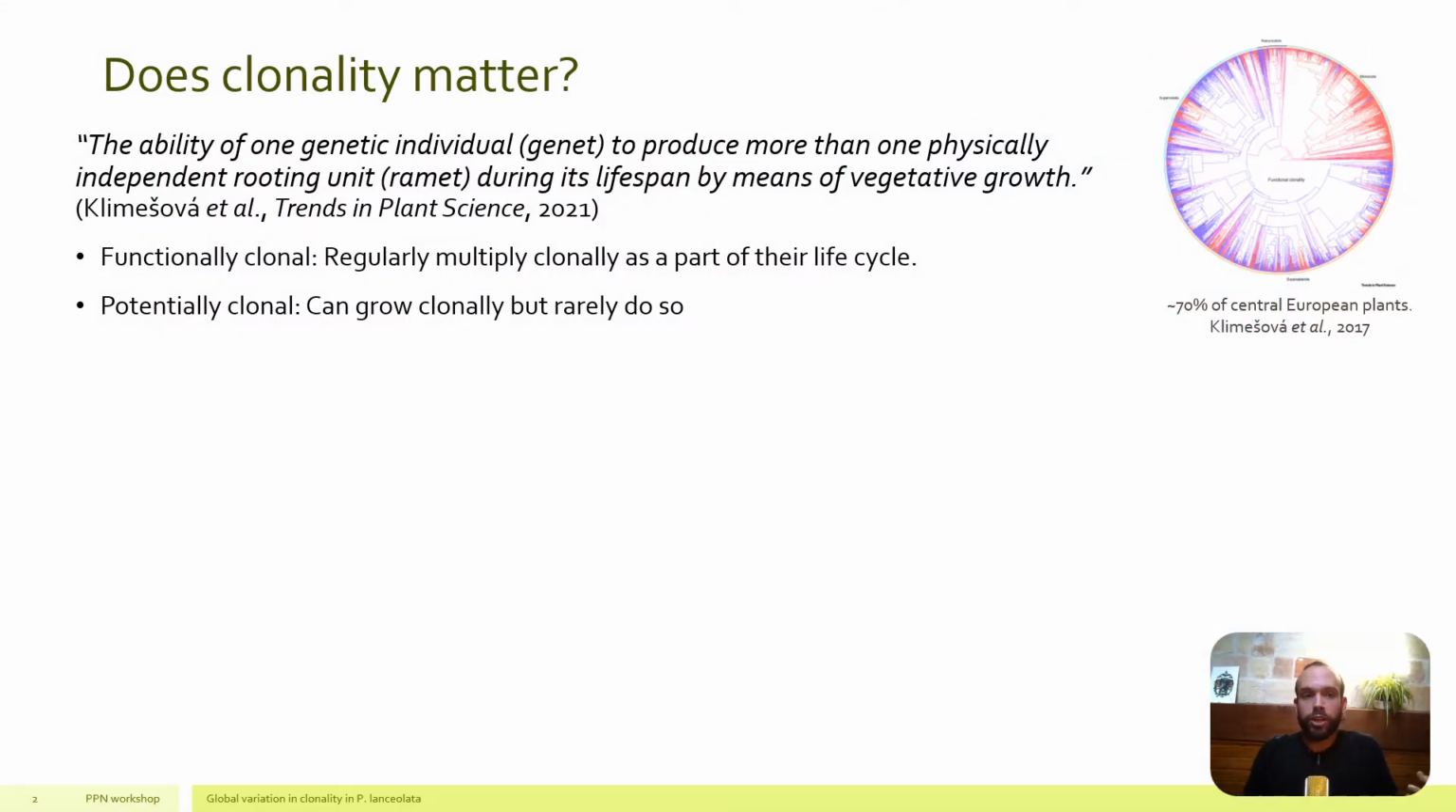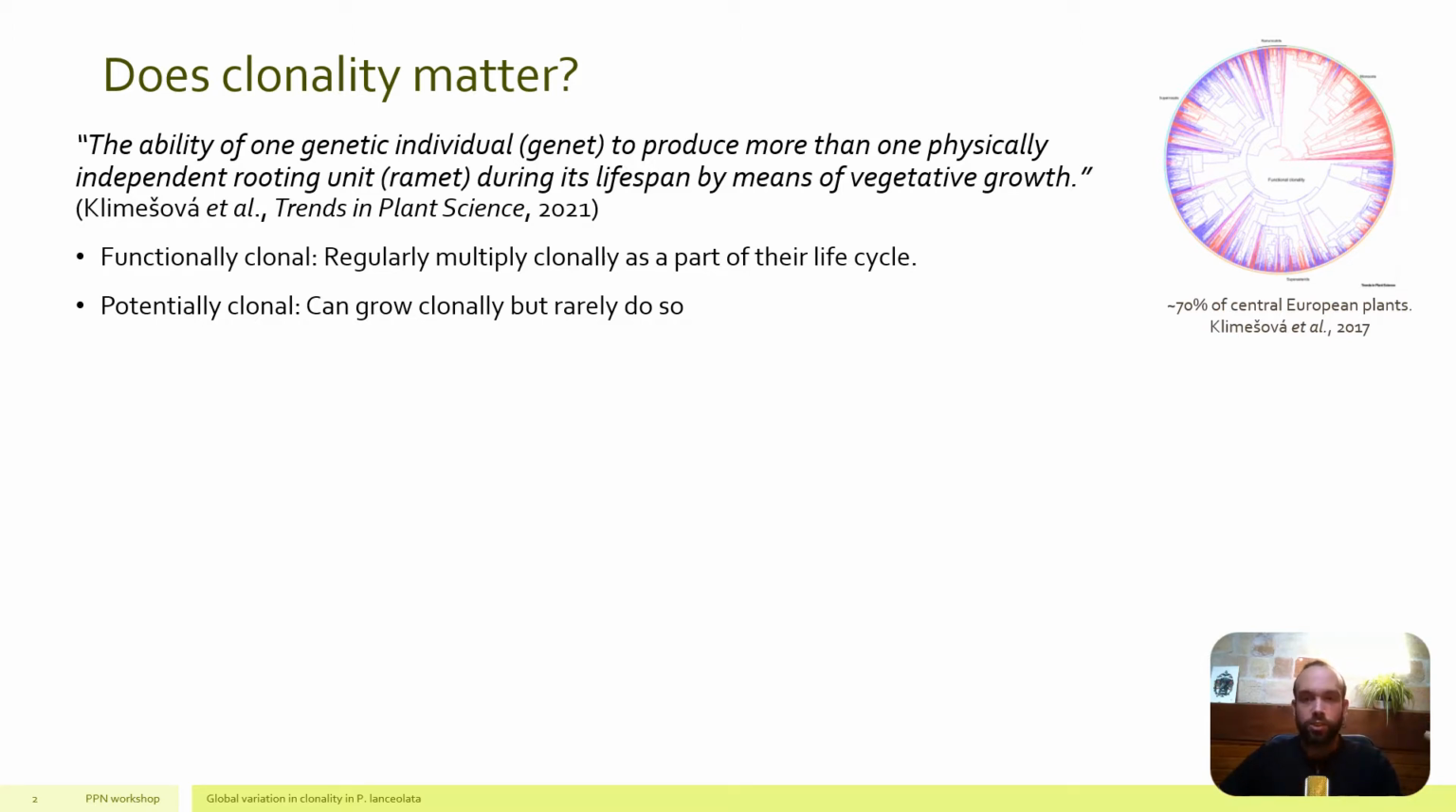And first of all, what is clonality? Clonality is the ability of a genetic individual, generally called a genet, to produce more than one physically independent module, a ramet, by means of vegetative growth.